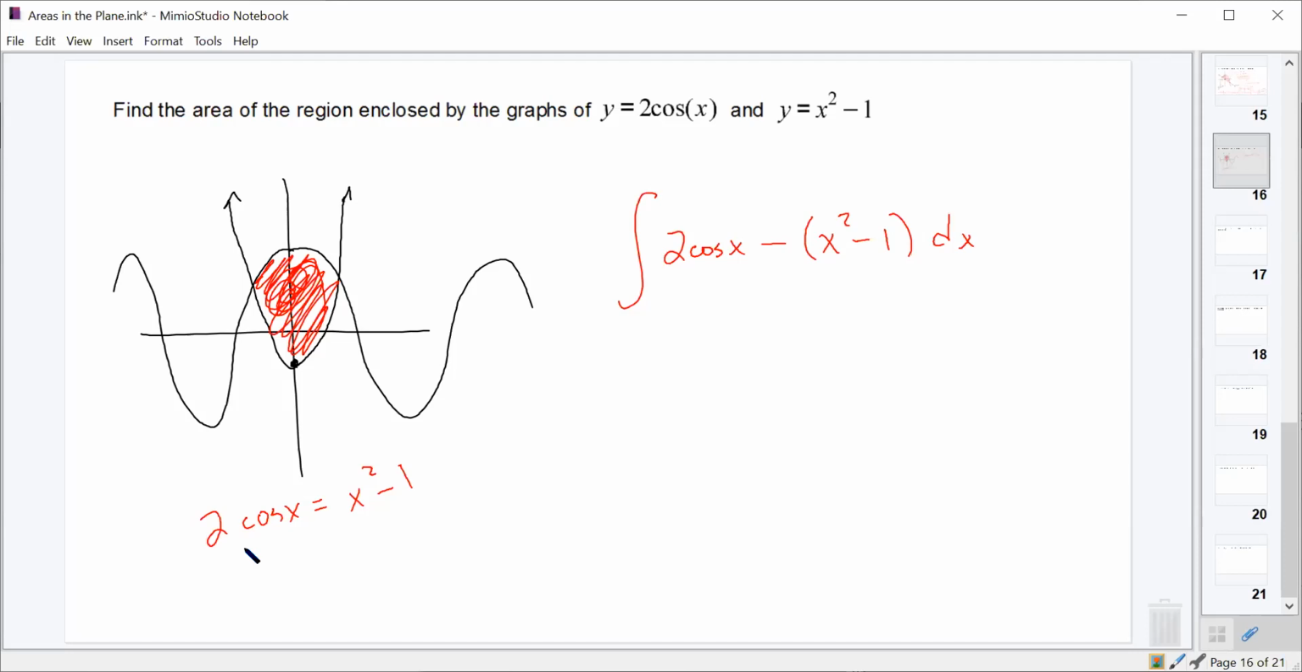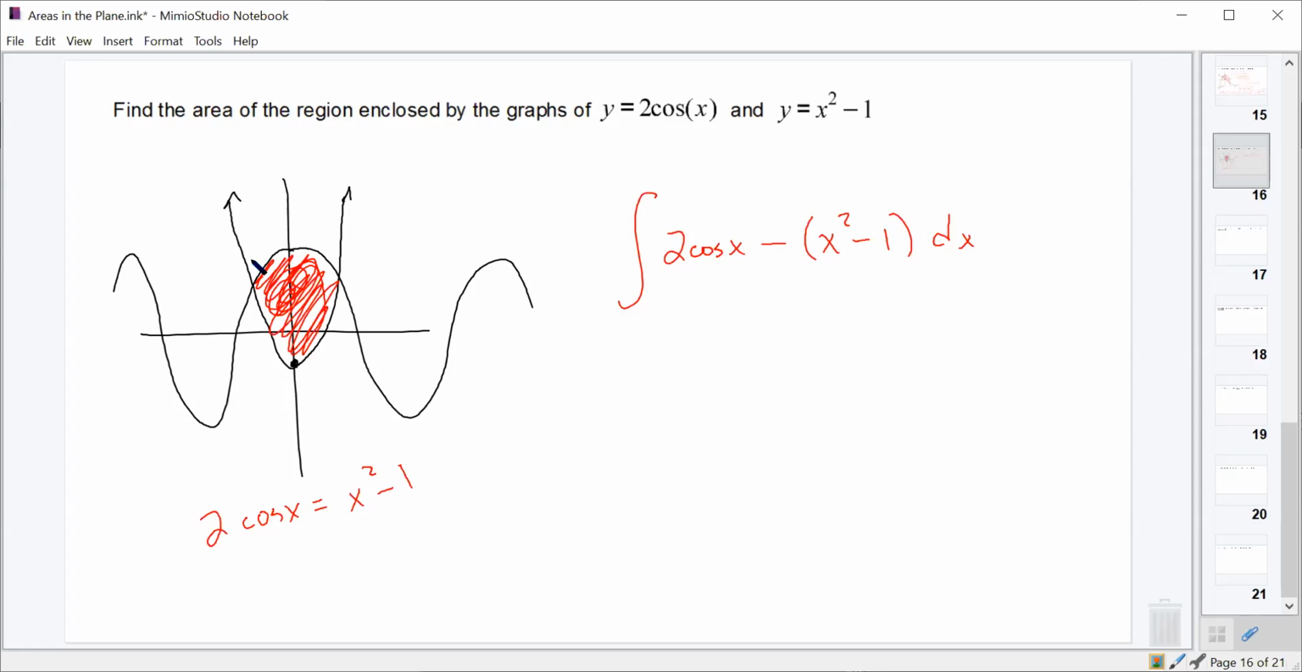But you want to graph 2 cosine x, you want to graph x squared minus 1, and you want to hit second, calculate, and then look for intersect. And then you'll be on one or the other of the 2 curves, scroll to the left of an intersection point, hit enter, scroll to the right of that same intersection point, hit enter, and then hit enter a third time, and it should give you the value.